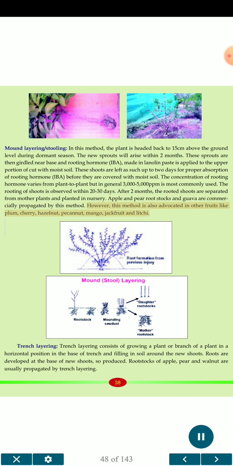Apple and pear rootstocks and guava are commercially propagated by this method. However, this method is also advocated in other fruits like plum, cherry, hazelnut, pecan nut, mango, jackfruit and lychee. Trench layering. Trench layering consists of growing a plant or branch of a plant in a horizontal position in the base of a trench and filling in soil around the new shoots. Roots are developed at the base of the new shoots so produced. Rootstocks of apple, pear and walnut are usually propagated by trench layering.